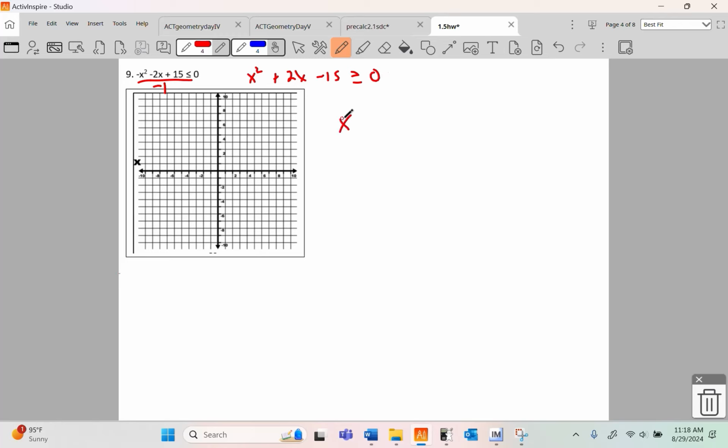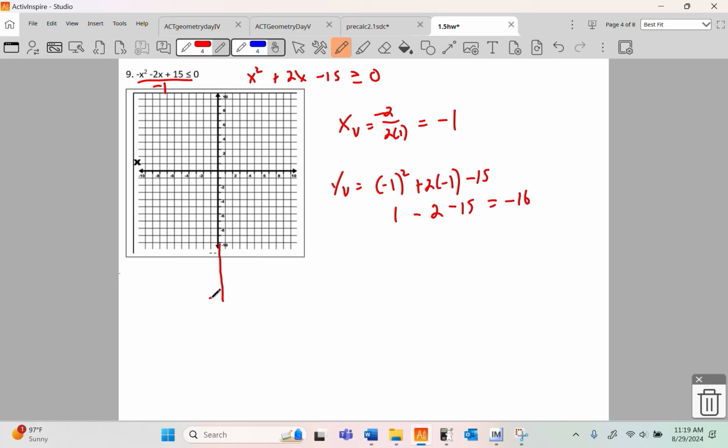When I find the x-coordinate of the vertex, it's at opposite b, which is negative 2 over twice a, which is 2 times 1. So it's negative 1. Now I'm going to find the y-coordinate of the vertex by plugging in that negative 1. That gives me 1 minus 2 minus 15, which is negative 16. So this one's on down here a little bit. We're at negative 1, negative 16. It's somewhere down there.